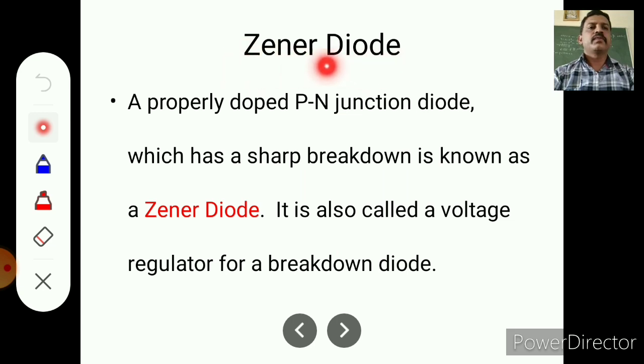So here first we see the Zener diode. A properly doped PN junction diode which has a sharp breakdown is known as a Zener diode. Means it is a simple type of PN junction diode but it is properly doped, which has a sharp breakdown, known as Zener diode. It is also called a voltage regulator or breakdown diode. So this Zener diode will work as a voltage regulator.